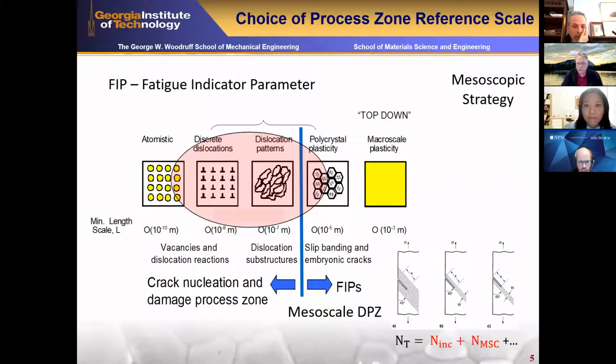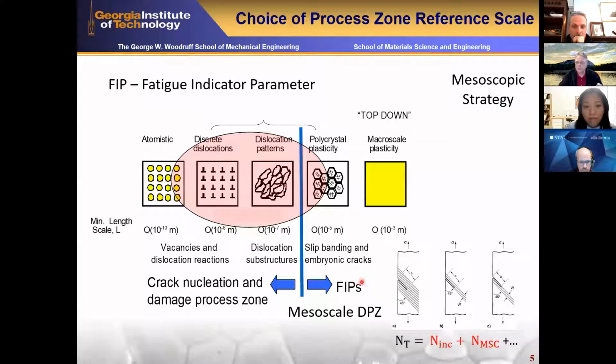In terms of the choice of our quantity of interest, instead of computing in fine detail something like the cyclic crack tip displacement of a small crack in a single crystal or a single grain, we compute a fatigue indicator parameter over a finite volume of sub-grain scale. As shown here, it's a mesoscopic strategy. This blue vertical line lies between dislocation patterns and the grain size in a polycrystal.